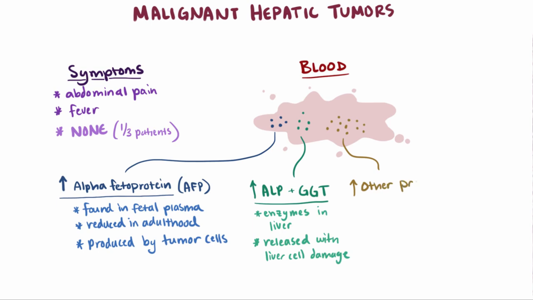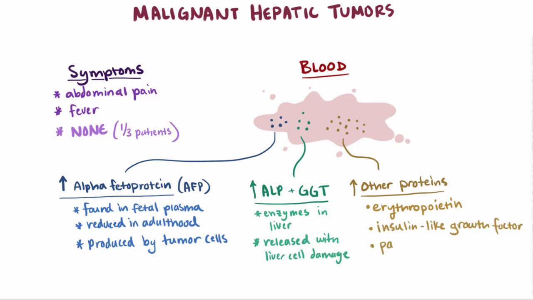Finally, some additional proteins can also be elevated, like erythropoietin, which controls the proliferation of red blood cells, insulin-like growth factor, which promotes cell proliferation, and parathyroid hormone-related protein, which can be secreted in higher than usual amounts by tumor cells.